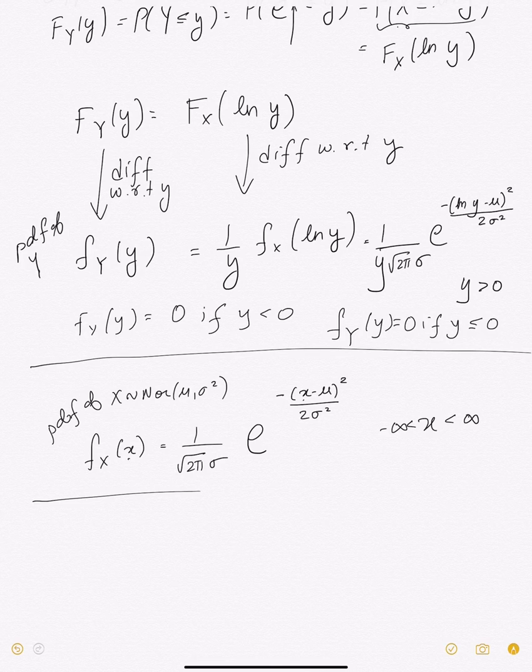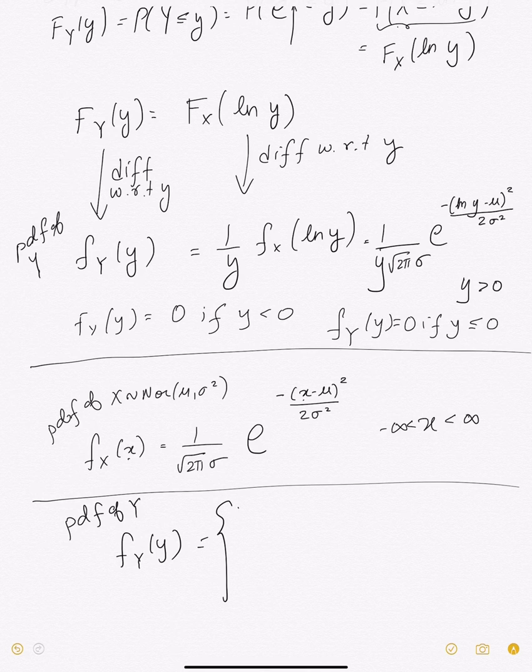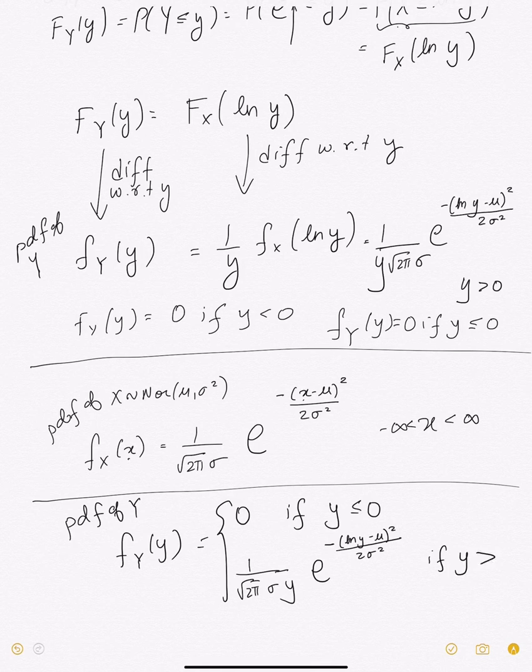Okay, so just writing this down neatly all together, you have the PDF of Y that is 0 if y is less than or equal to 0. And it is 1 over square root 2 pi times sigma times y e raised to minus ln y minus mu whole squared over 2 sigma squared if y is bigger than 0. Okay, so there you go.